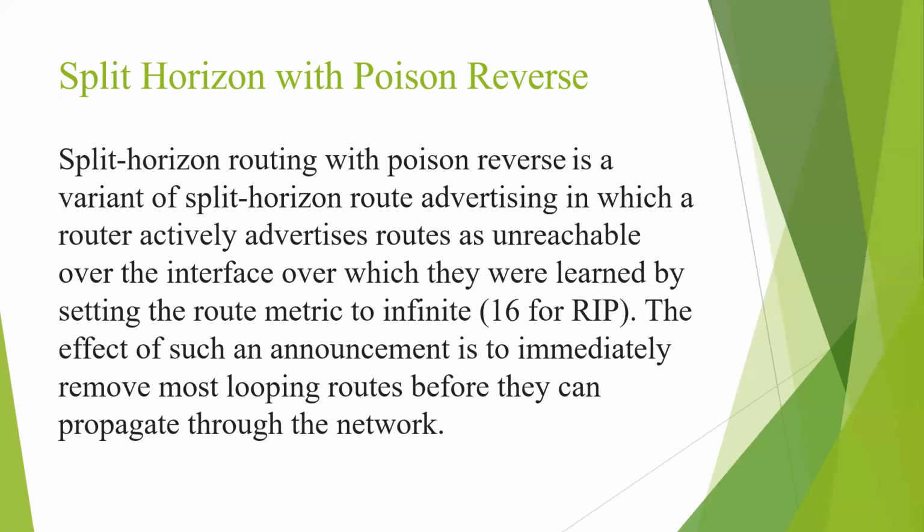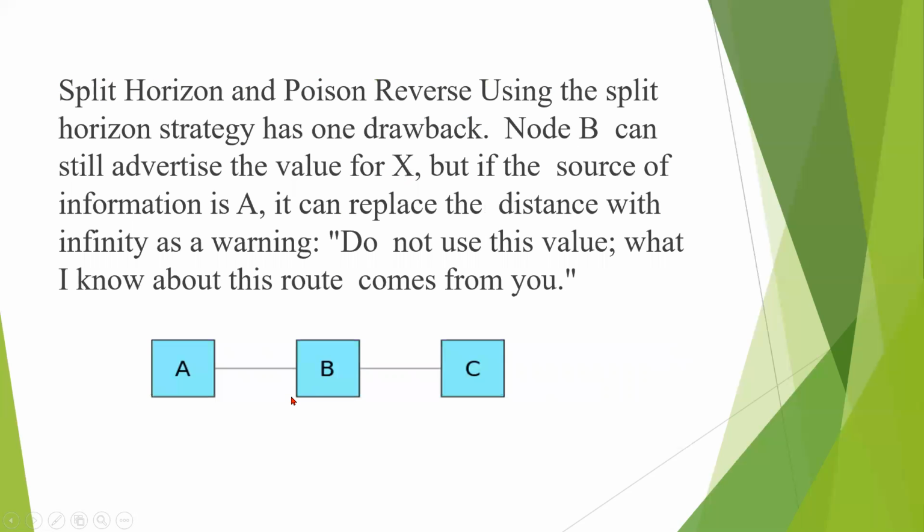Split horizon with poison reverse. Split horizon routing with poison reverse is a variant of split horizon route advertising, in which a router actively advertises routes as unreachable over the interface over which they were learned, by setting the route metric to infinity. It is 16 for the RIP routing protocol. The effect of such an announcement is to immediately remove most looping routes before they can propagate through the network.